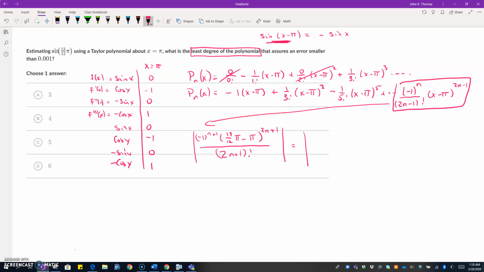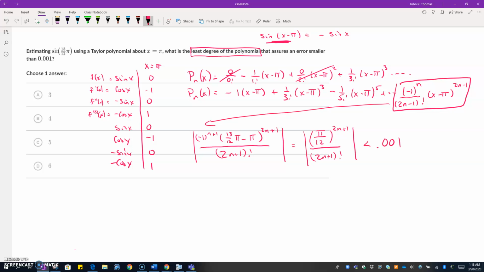Now, since this is the absolute value, I'm going to get rid of that first piece, and we're just going to have a pi over 12, because we had 13 pi over 12 minus pi, so that's going to leave us with 1 pi over 12, raised to the 2n plus 1 over 2n plus 1 factorial. Now, that needs to be less than 0.001.